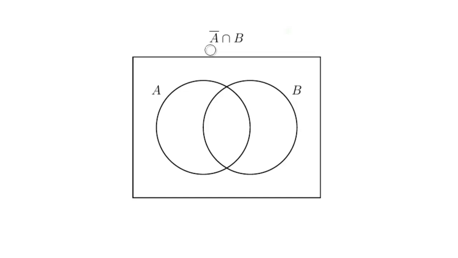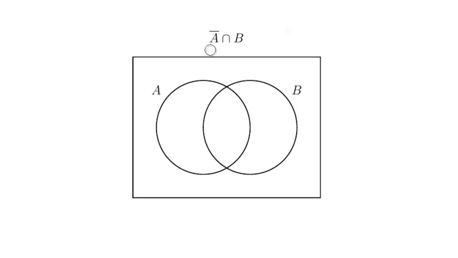Let's get started. The first example today is a nice simple one with just two sets. I want to draw the Venn diagram for the set bar A intersect B. That's the complement of A intersect with the set B. There are actually two ways to do this. The first one would be to just draw each of the two sets separately and then figure out how to combine them with the intersection.